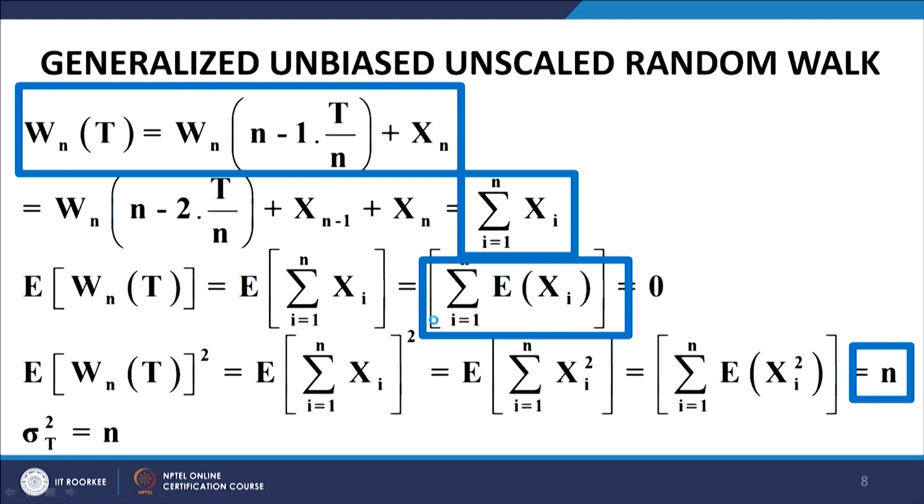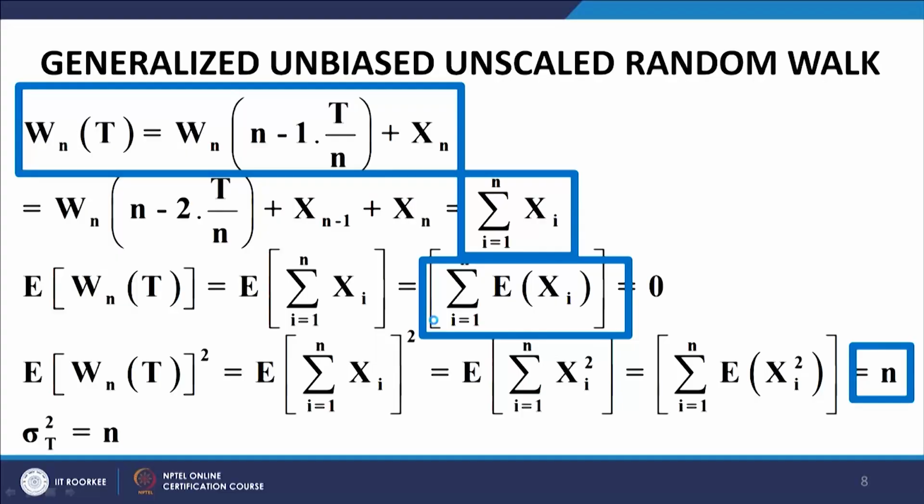Continuing in this manner, you can arrive at the recursive relation which is given in the blue box here, W_n of capital T, where n is now the number of steps. We have explicitly discussed the case of one step, we have discussed the case of two steps, now we generalize it to n steps. So, W_n(T) is equal to where the system was at the (n-1)th step, and then it makes a jump either upwards by 1 unit or downwards by 1 unit in the nth step, and that is represented by x_n.